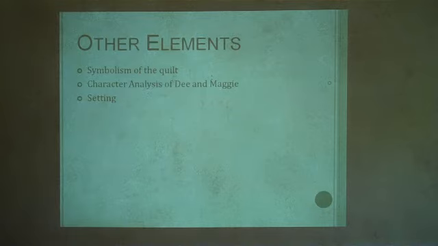I hope you are able to see how Walker's decision to tell the story from the mother's point of view influences our understanding of other elements, and it influences our understanding of character and theme.